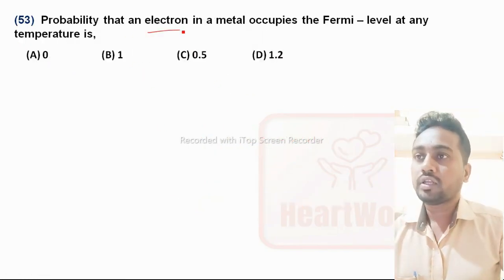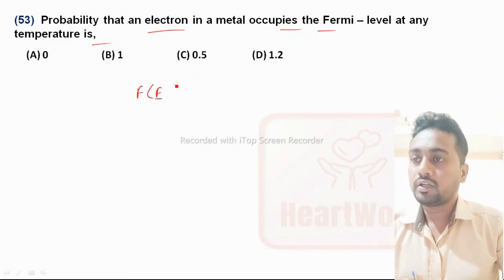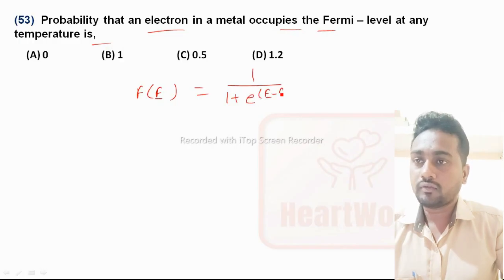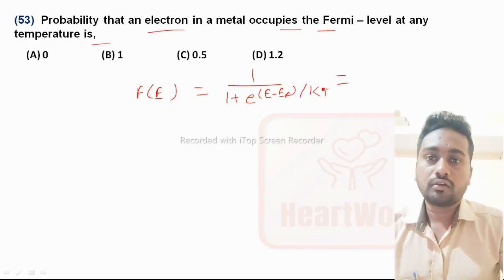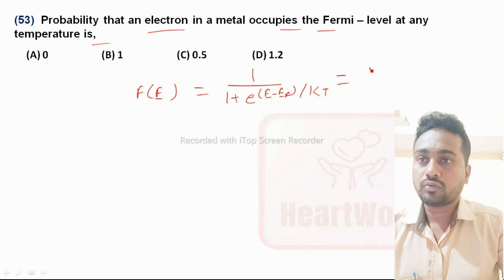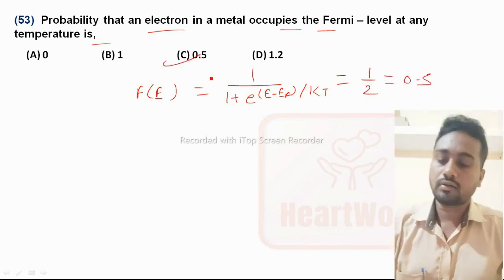What is the probability that an electron in a metal occupies the Fermi level at any temperature? The Fermi function f of E equals 1 by 1 plus e to the power (E minus EF) divided by KT. At the Fermi level, at any temperature, it is always 1 by 2, that is 0.5. Option C is the right answer.